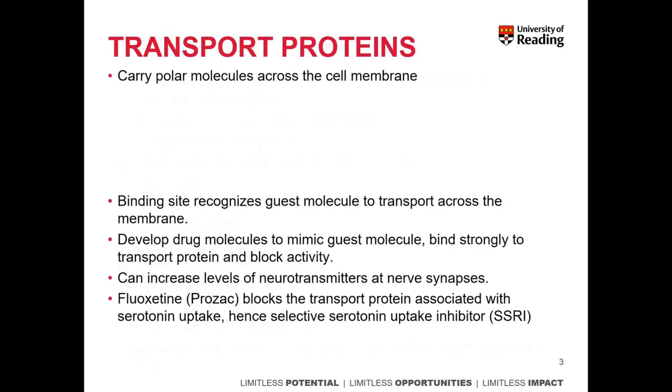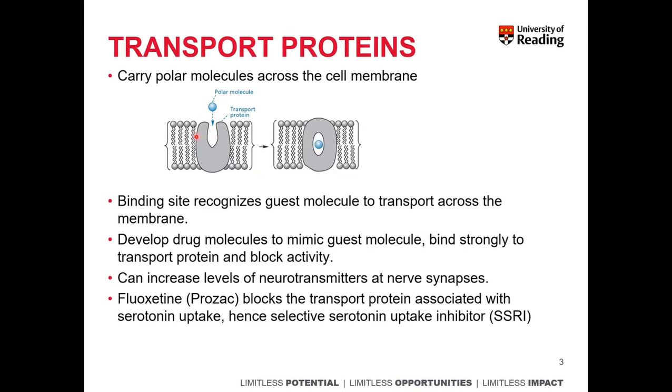So first of all, an example of a transport protein. Now, transport proteins carry polar molecules across the cell membrane. So here we have a transport protein with a polar molecule approaching it. The polar molecule enters into the transport protein, which then pushes the molecule to the inside of the cell. So this is undertaken through the process of active transport.